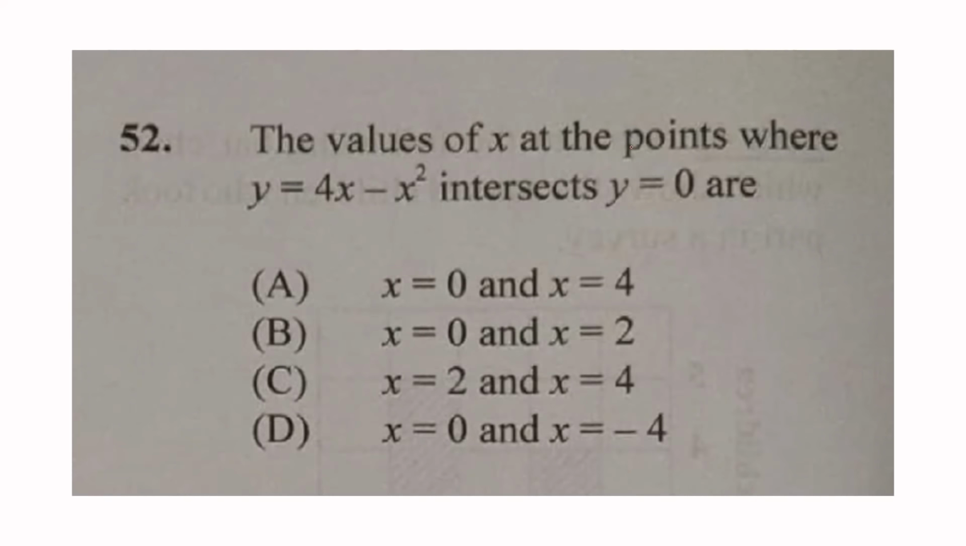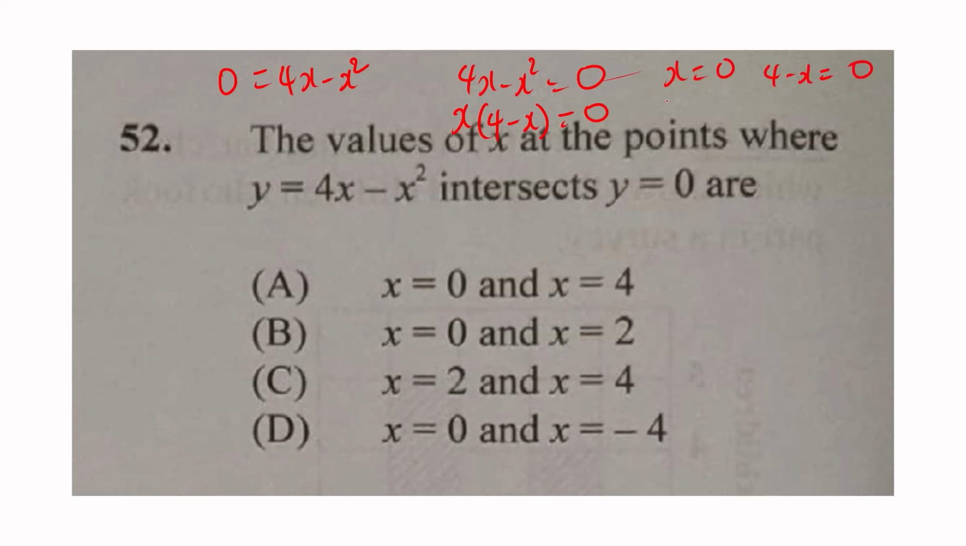Next: the values of x at the points where y equals 4x minus x squared intersects y equals 0. Once you want to find the values of x for any equation they give you, just let y be 0, since it tells us the intersection is where y is equal to 0. So we have 0 equal to 4x minus x squared. Some students like to turn it around, but 4x minus x squared equals 0. Let's factorize: x is common to both, so we have x times (4 minus x) is equal to 0. So now we have x is equal to 0 and 4 minus x is equal to 0. This solves already: x is equal to 0.